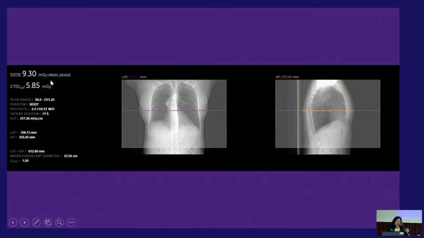Or you can do a calculation if you're a physicist. So it tells you what the CTDIvol is, what the size-specific dose estimate is, but gives you other information. It tells you what phantom you use, your scan range, what your DLP is, what are the dimensions of the patient. And it gives you the water equivalent diameter as well. And remember when I talked about SSDE on the first day, you can do lat plus AP, lat only, AP only, water equivalent diameter, and what factor was used to go from CTDIvol to SSDE. This is all great information to have, especially if you are trying to figure out more about the dose to that particular patient.